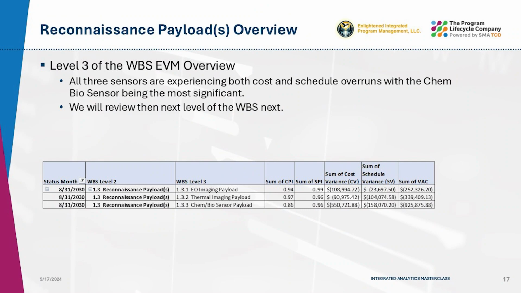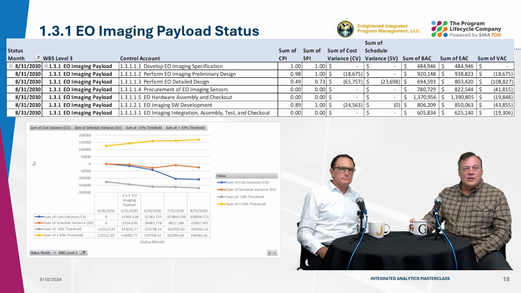Looking at level 3 of the UAV surveillance sensors WBS, all 3 sensors are experiencing cost and schedule overruns, with the ChemBio sensor being the most significant. To determine the drivers, we'll look at the control accounts of each of these WBS elements. The following chart shows the overall status of the EO sensor and its respective control accounts.